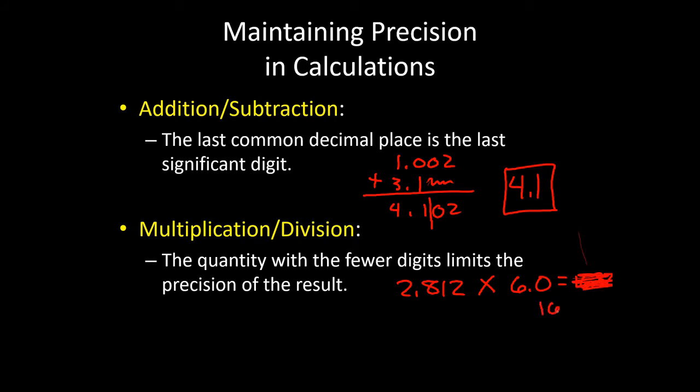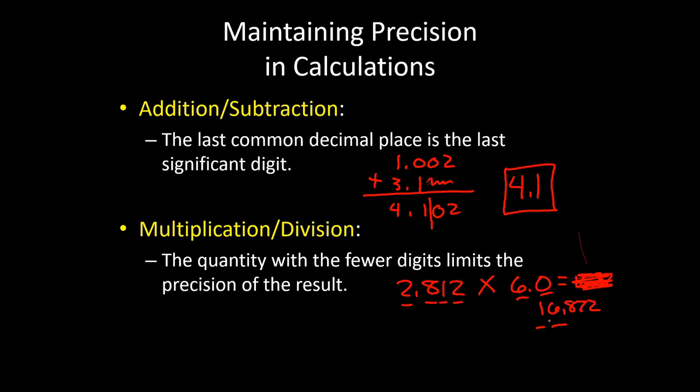Let me write that down here: 16.872 would be the calculator answer, which does not take sig figs into account. When we look at our numbers here, this number has 4 sig figs, this one has 2. Because one of our numbers only has 2 sig figs, the multiplication and division rules tell us that our answer can only have 2 sig figs. So we're just going to start at the left, and say we can have this digit and we can have this one.